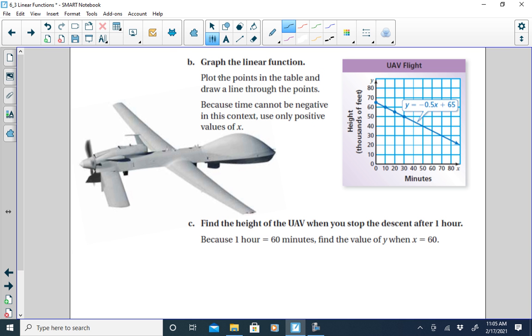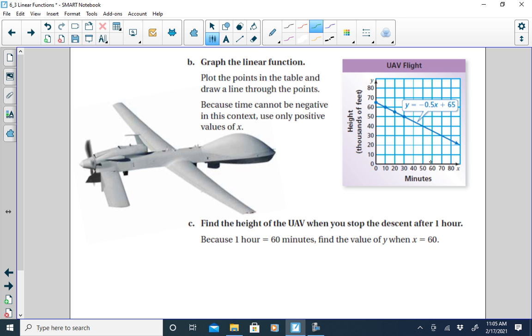Part B says to graph the linear function, which they've done for you already here. We see our equation, y is equal to negative 0.5x, which is the same as negative 1/2, plus 65. Notice the line goes down from left to right because the altitude is constantly decreasing. That's why our line is straight. Find the height of the UAV when you stop the descent after 1 hour.